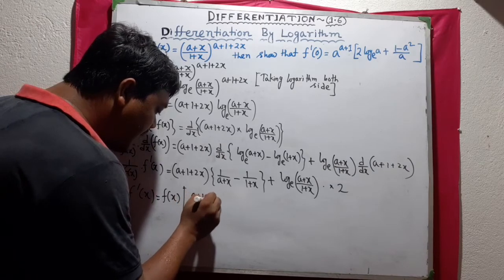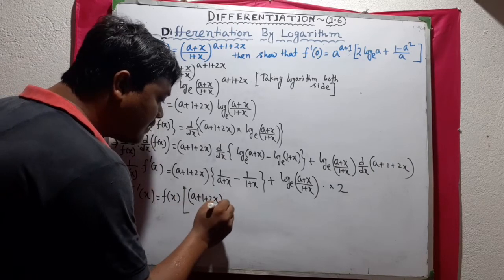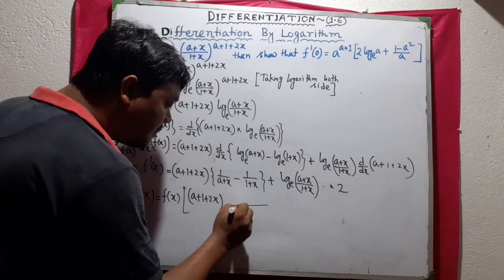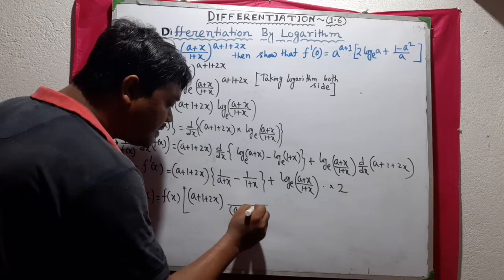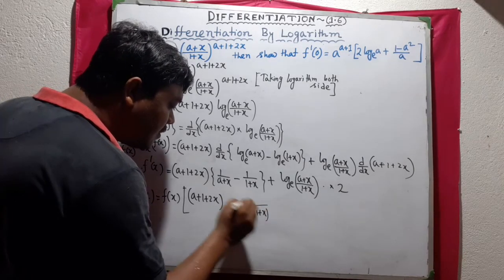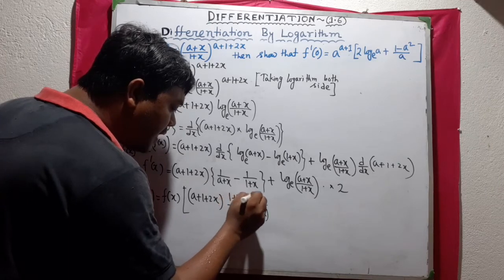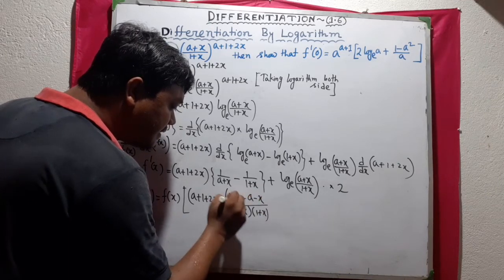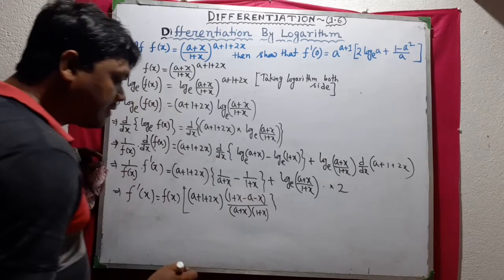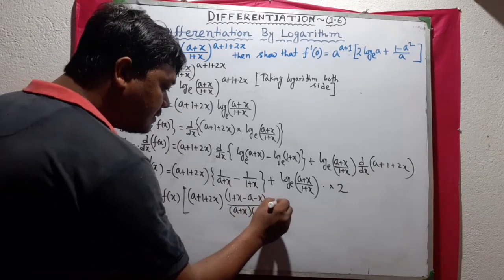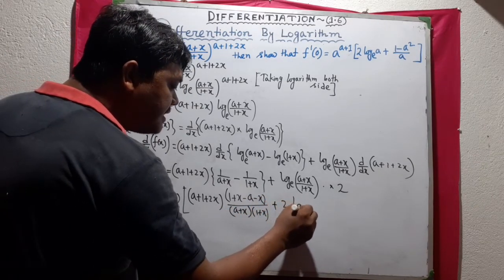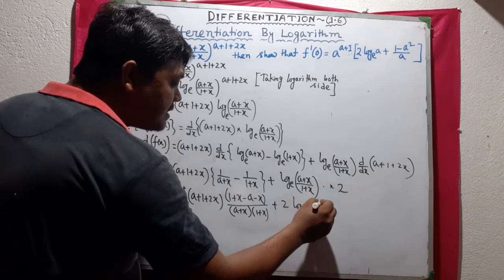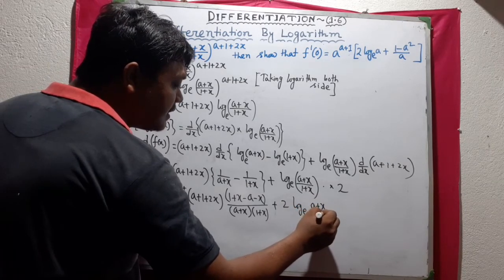So f dash x equals f(x) multiplied, I am starting the third bracket here, (a plus 1 plus 2x), if I take the LCM, into ((a plus x) into (1 plus x)), (1 plus x) minus a minus x, plus 2 log base e of (a plus x) by (1 plus x). Am I right?